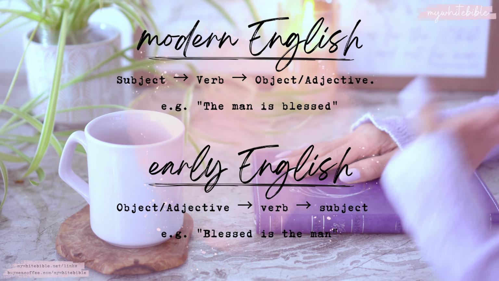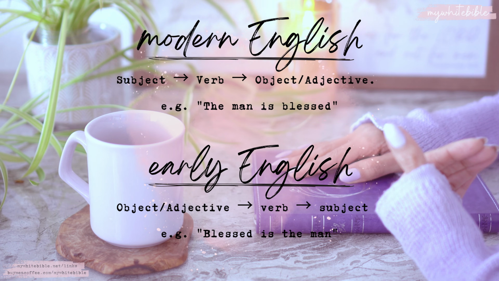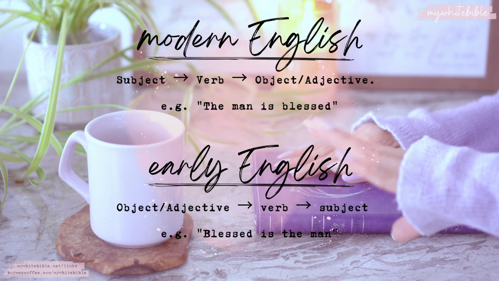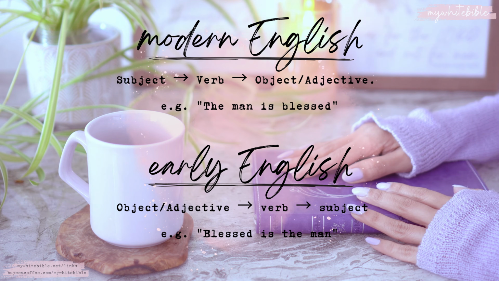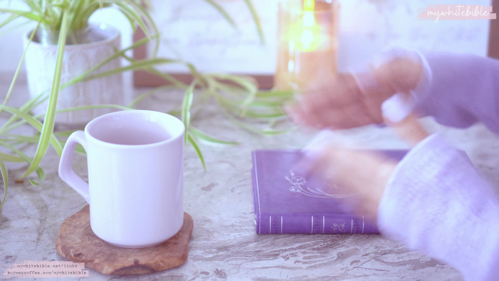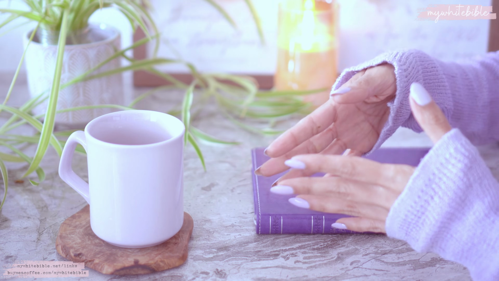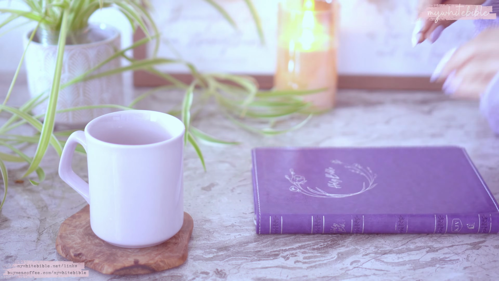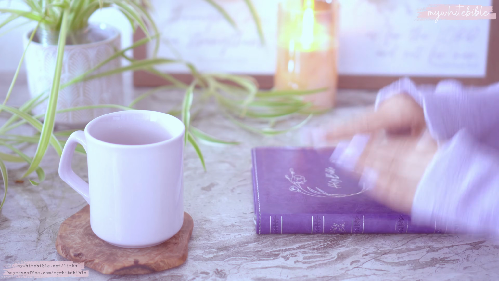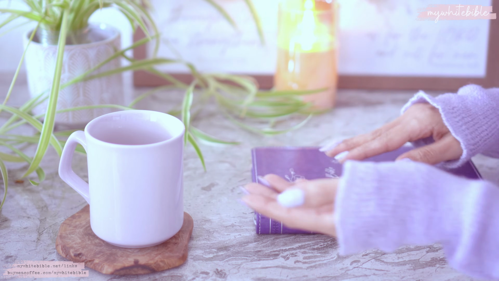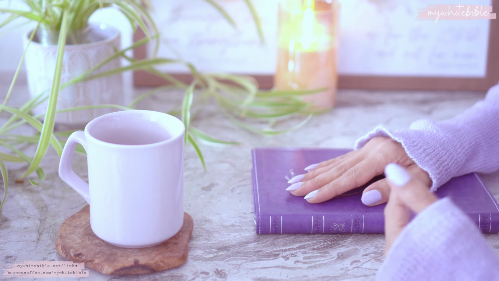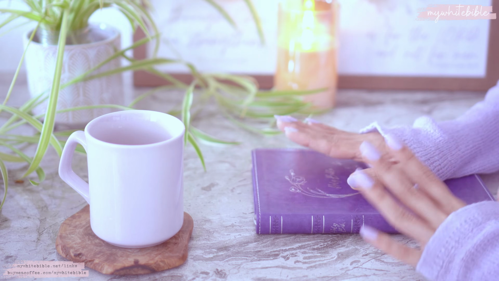So we're used to subject first, the man is blessed, and the KJV tends to flip it: blessed is the man, subject at the end. I understand that starting with an adjective like blessed emphasizes it, because you're going straight in with blessed instead of the man. You get the context more, saying, oh, blessed, we're talking about something being blessed. But it does feel backwards to us because we're just not used to that.